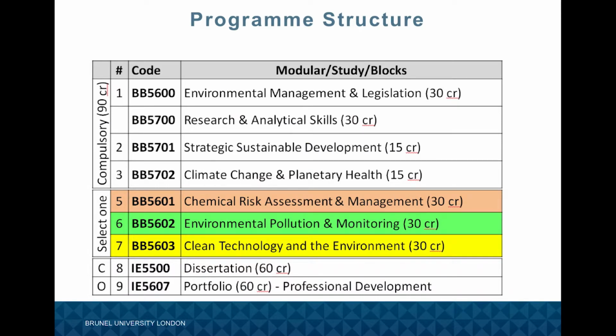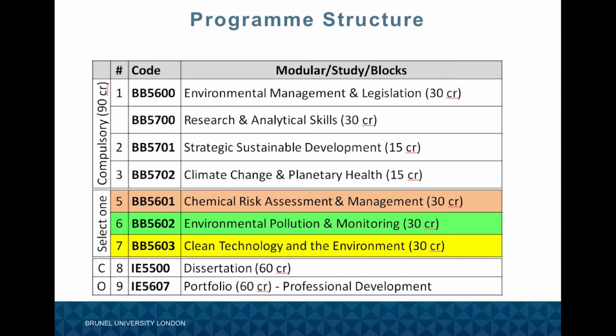Now, as I already mentioned, the course consists of 90 credits compulsory. There are 4 study blocks or modular blocks. The first one is environmental management and legislation, which is 30 credits. The second one is research and analytical skills, again 30 credits. And then you have strategic sustainable development, 15 credits. And the last one is climate change and planetary health, which is 15 credits. So that will give you a total of 90 credits.